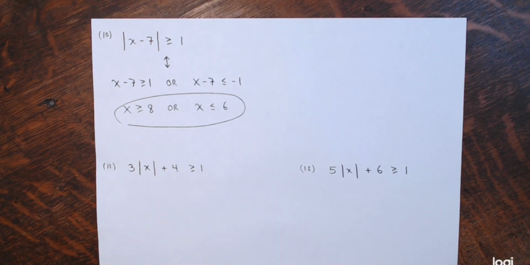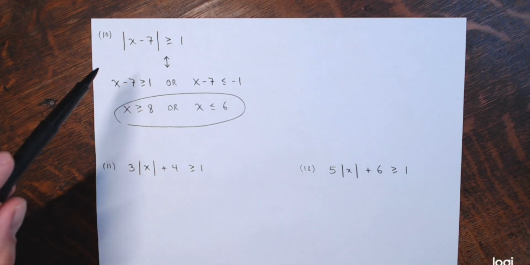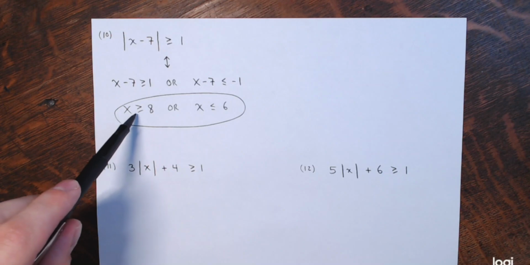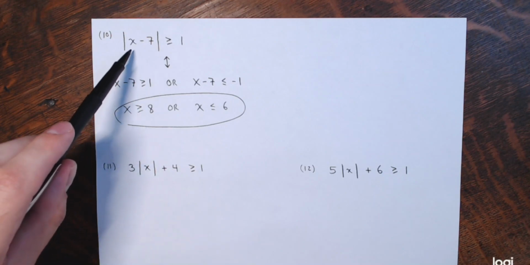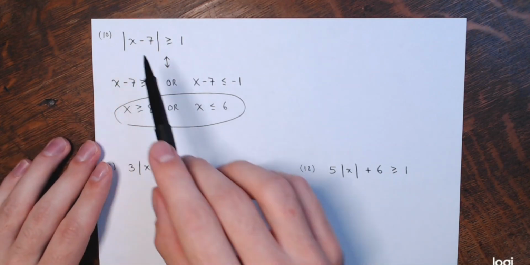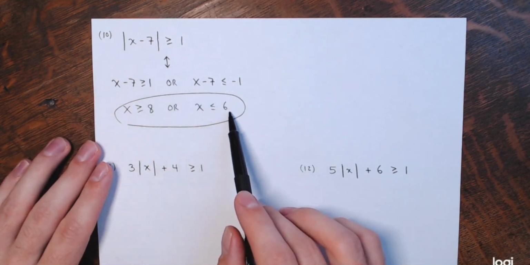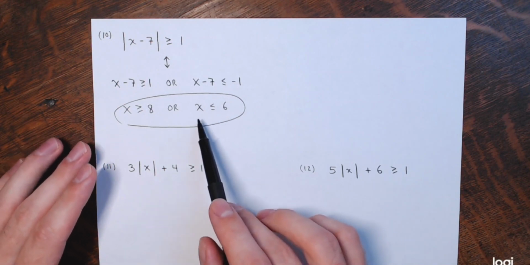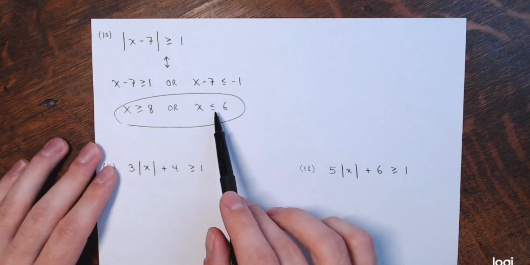Try some numbers out. In this inequality, I could replace x with any number that's greater than or equal to 8, right? So like 8, 8.5, 9, 10, whatever, and this would be a true statement. Or I could replace x with any number less than or equal to 6. So 6, 5.5, 5, 4, 3, 2, 1, any negative number, and plug it in here, and this will be a true statement.